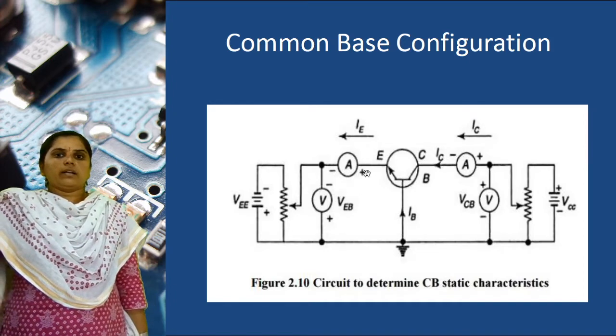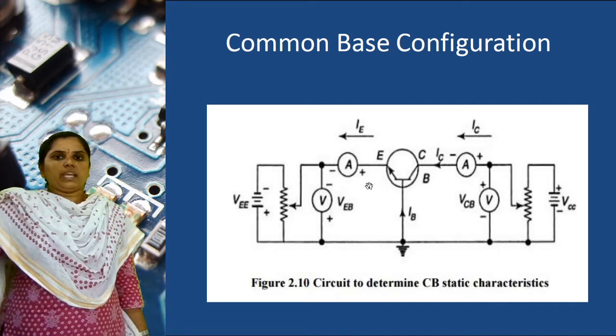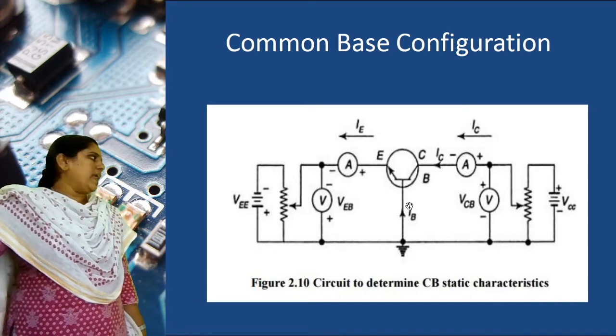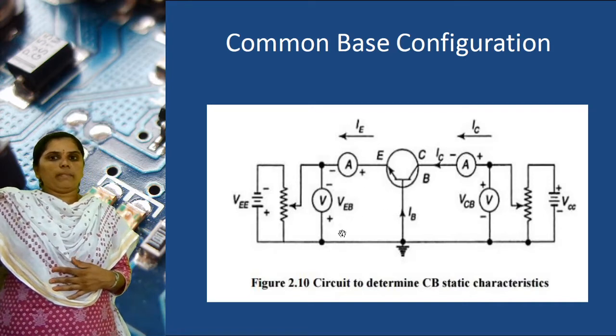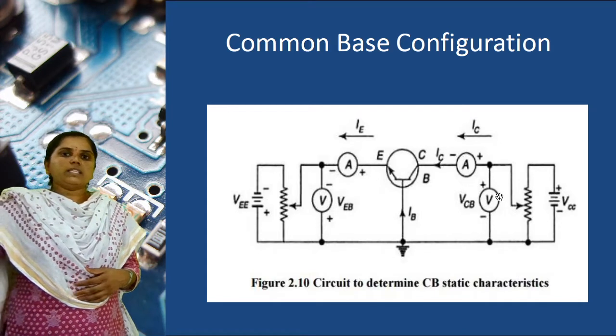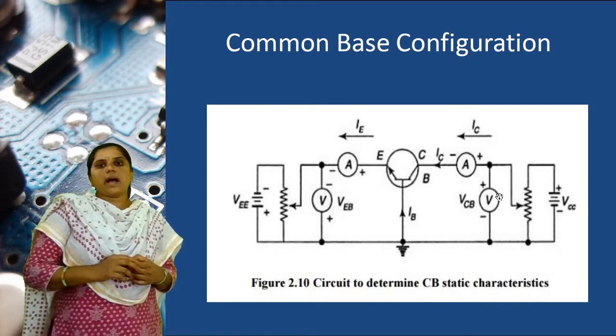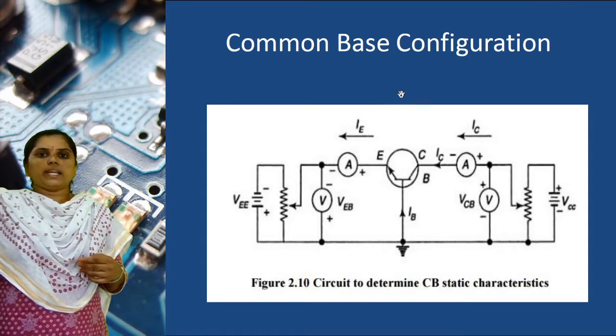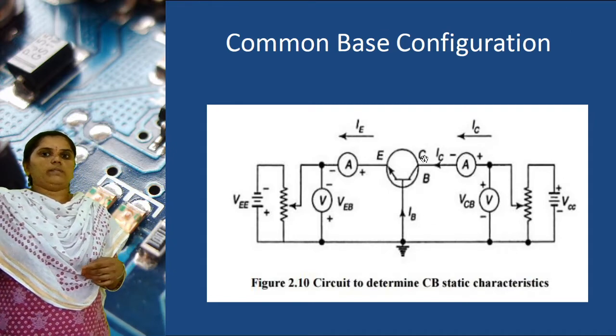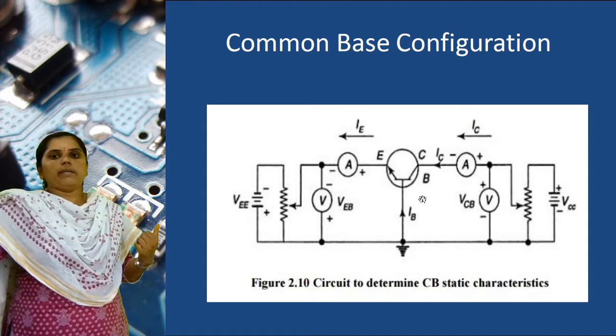Input current is the IE, and input voltage is the VEB. It is in between the emitter terminal and base terminal. So VEB. Next, what is the output current? Output current is the IC and output voltage is the VCB, in between collector and base terminal.